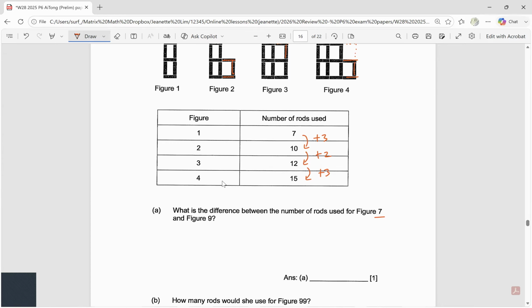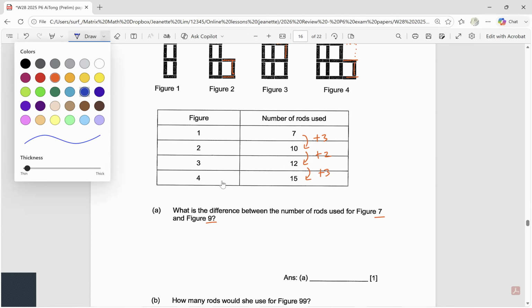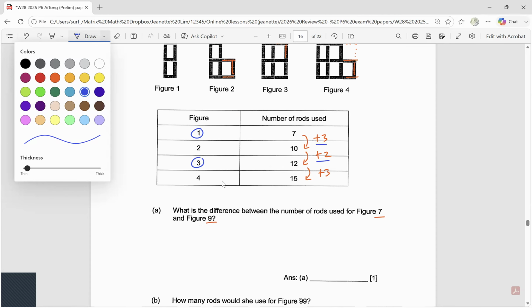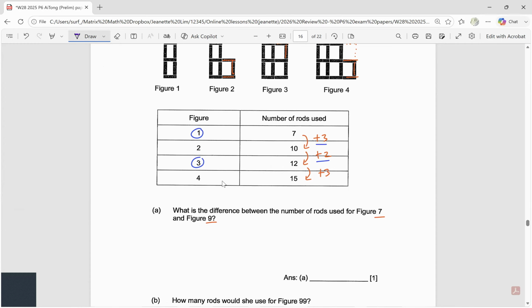Figure 7 to 9, right? You jump by 2 figures. So you see figure 1 to 3, you add 3, add 2. Okay. Then for figure 2 and 4, you will add 2, add 3. So no matter what, if you're jumping by 2 figures, what are you adding? You are adding 2 and then 3, or 3 and then 2. So you're just adding 5. The difference between any 2 figures is always 5. It's always like 3 and 2.